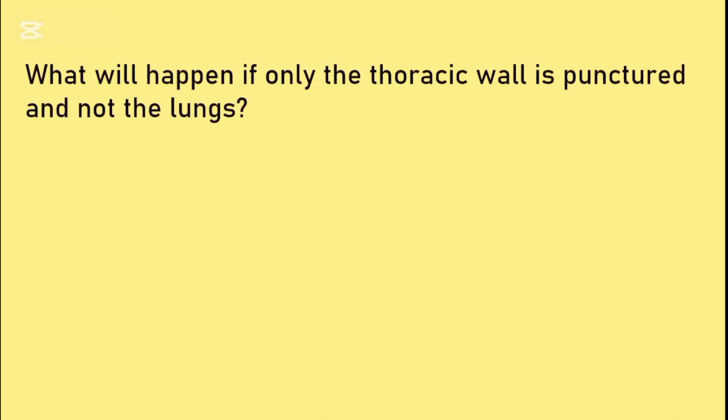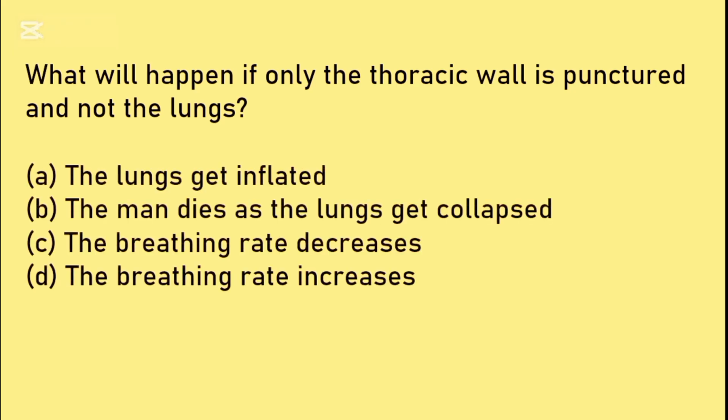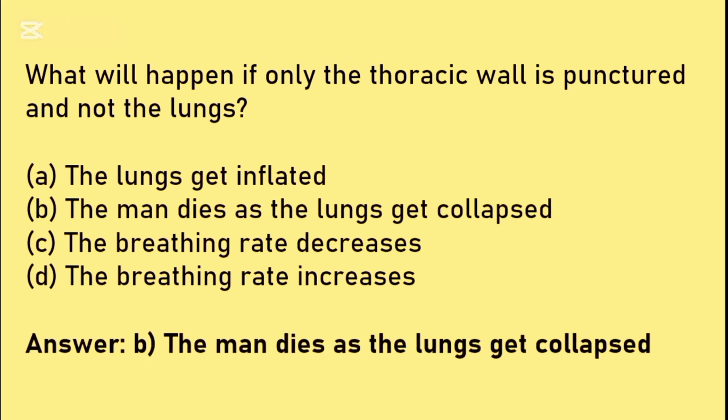What will happen if only the thoracic wall is punctured and not the lungs? The lungs get inflated, the man dies as the lungs get collapsed, the breathing rate decreases, the breathing rate increases. Correct answer is B. The man dies as the lungs get collapsed.